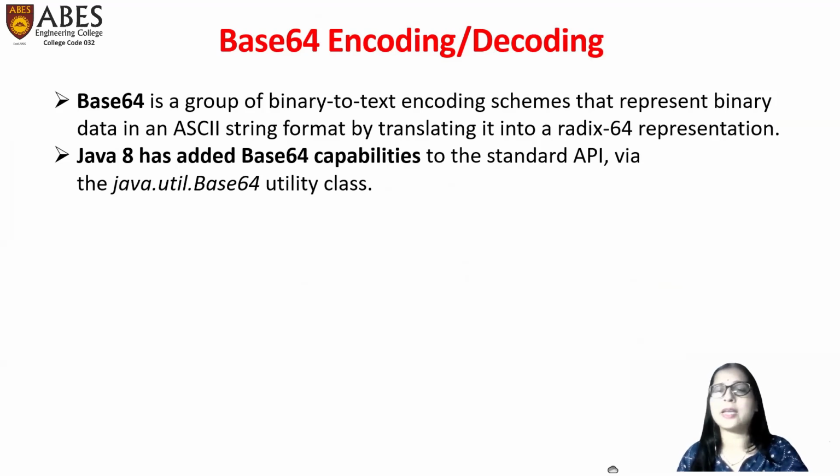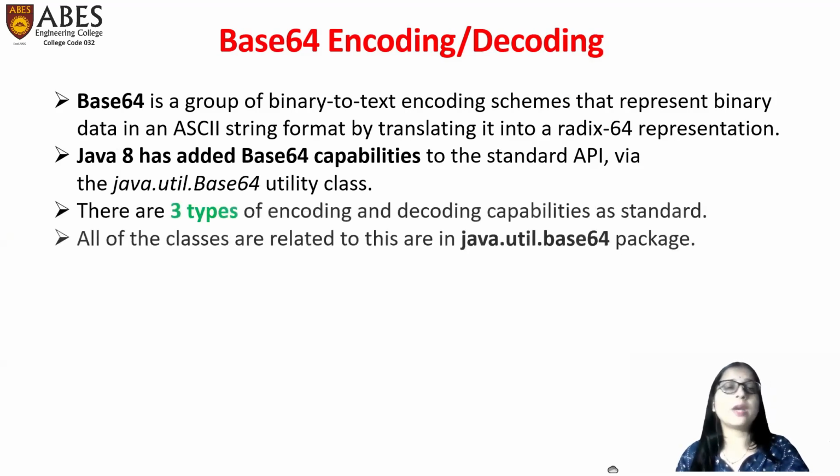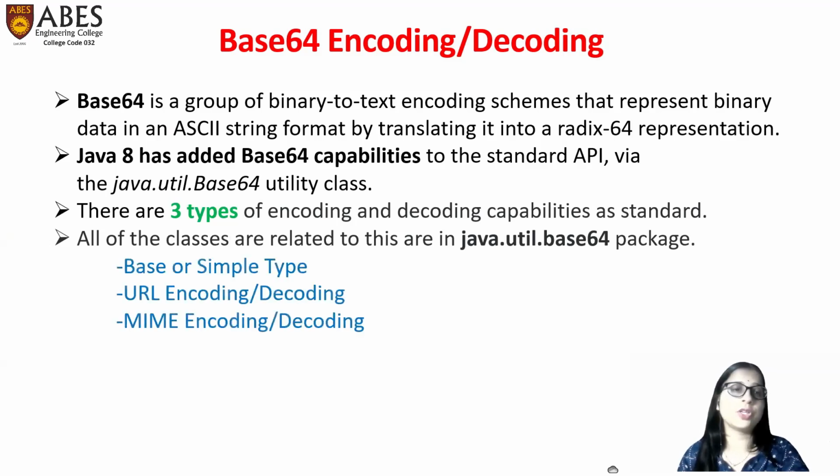So Java 8 has added a Base64 class to the standard API, and you can use its features by importing the java.util package and its main class, the Base64 utility class. There are mainly three types of encoding and decoding capabilities as standard. All of the related classes are in the java.util.Base64 package.